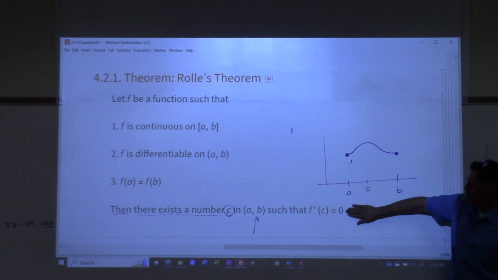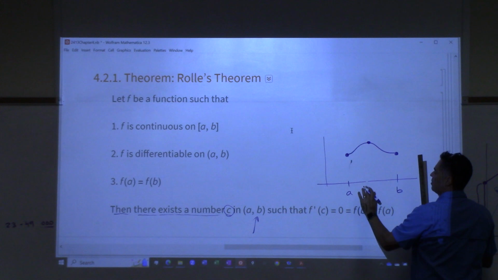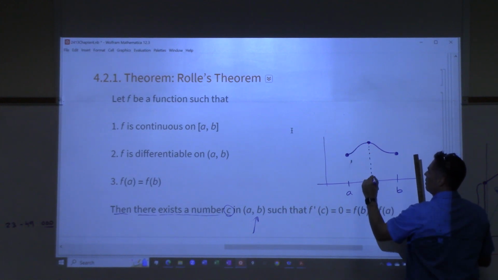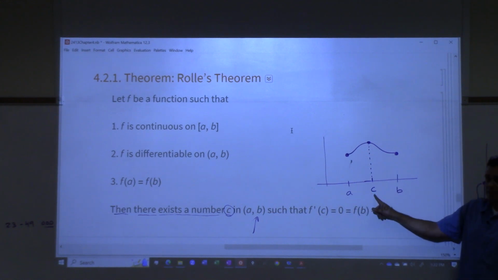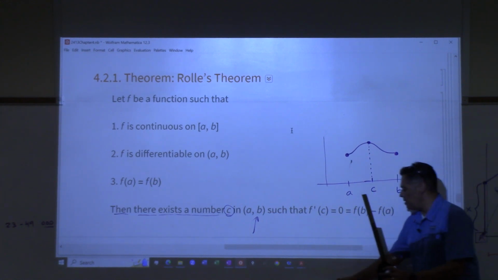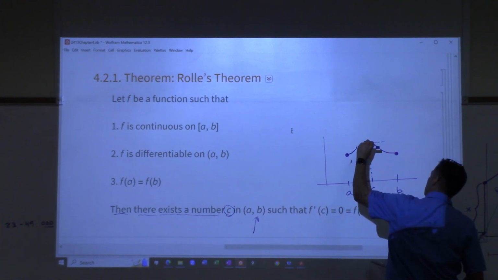The derivative at that point is 0, right? Do y'all see where it is? It looks like it's about right here. Let me move this c over. Do y'all agree that there does exist a c? There does exist a c somewhere in here that if I go up to that point on the graph, the derivative, the slope of the tangent line, is 0.